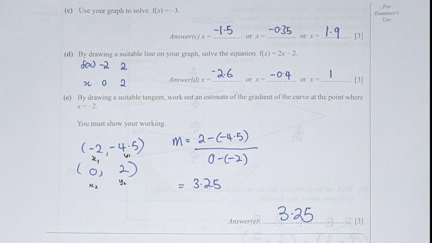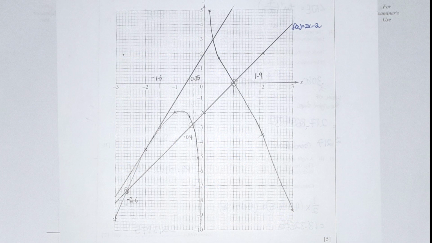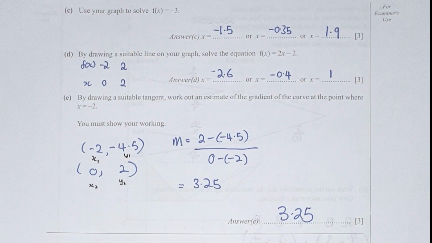Whereby for question D, by drawing a suitable line on your graph, solve the equation 2x minus 2. So I randomly set up the points for x to identify the coordinates, so that I can construct the line over there. And the answer for this is actually the intersection points between the original graph and the new line, which are negative 2.6, negative 0.4, and 1 respectively. The same rule was applied here. There's a range for the acceptable answer.